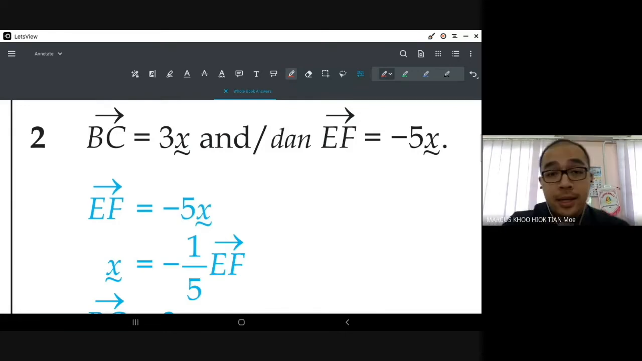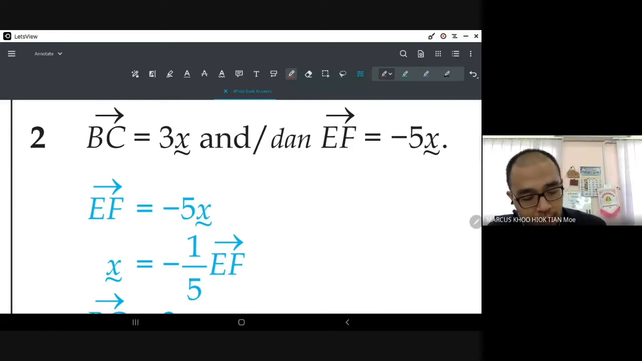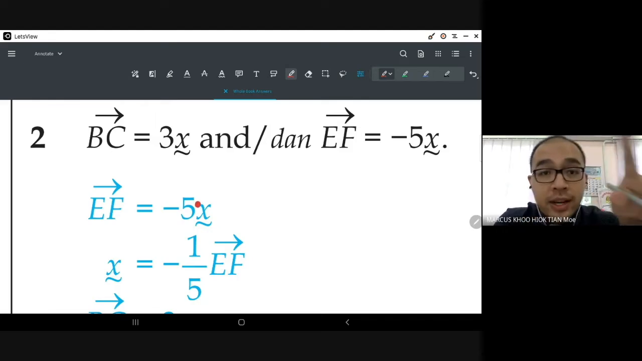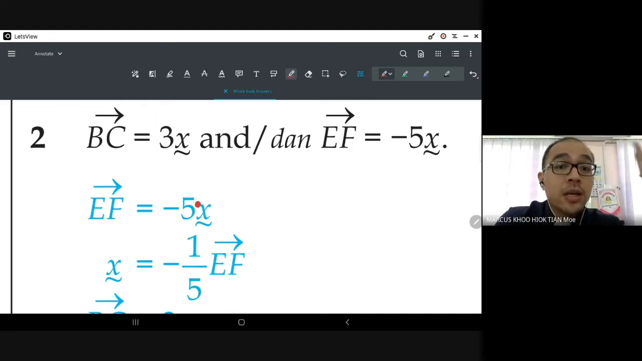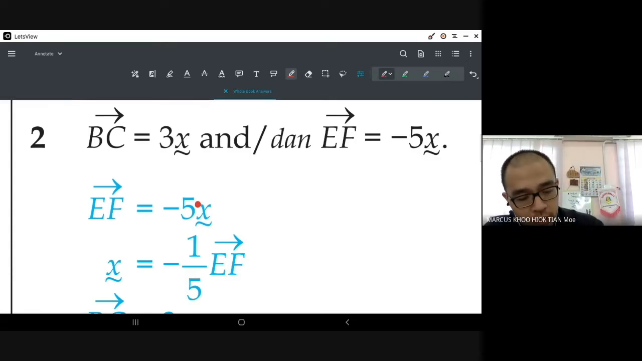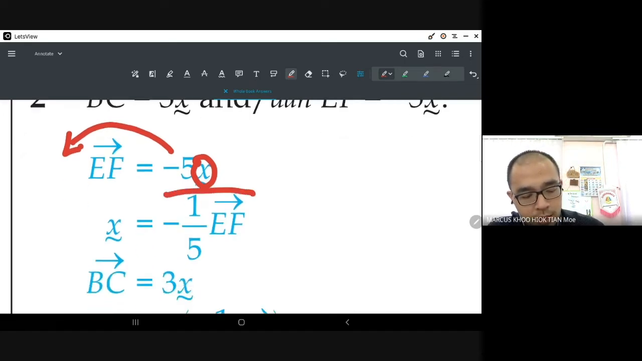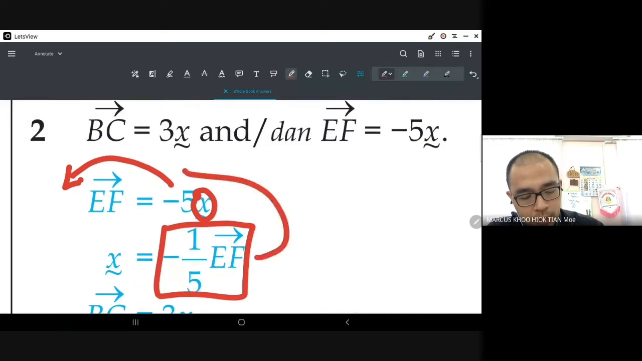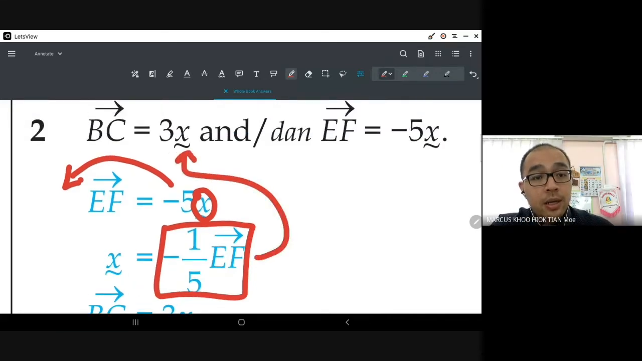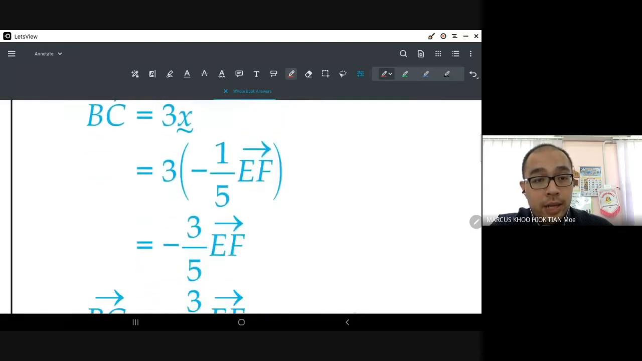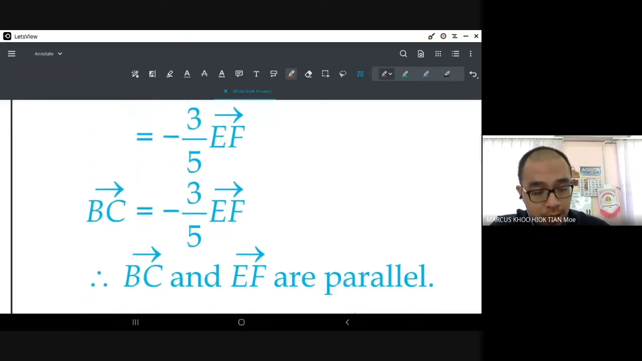It's parallel lah. Okay, so what I can do is, if this is a single vector, that is easier. If it's a double vector, like just now, it's a little bit harder. But what you can do is, you can take the x and just leave it alone. So you move the negative 5 across, you get negative 1 over 5 EF. Right? Then you substitute this into this one. Okay? Then what you will get is negative 3 over 5 EF. So BC equals to negative 3 over 5 EF.